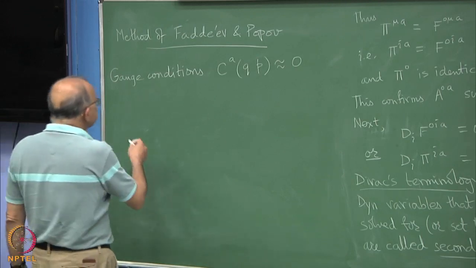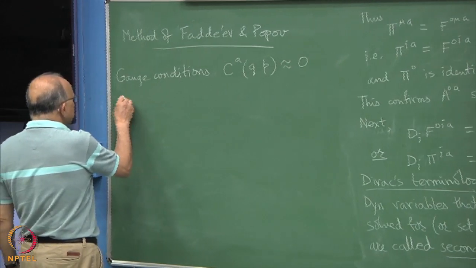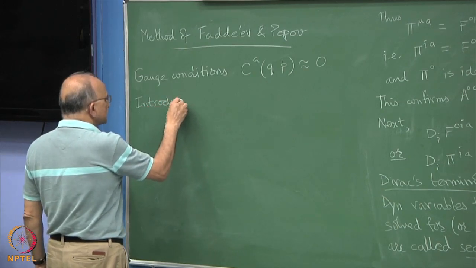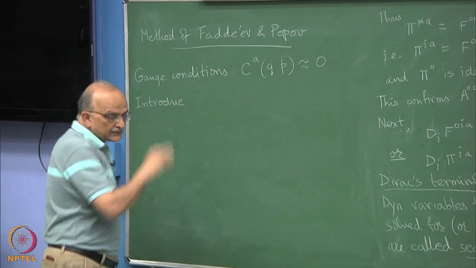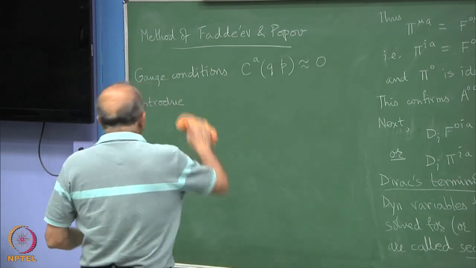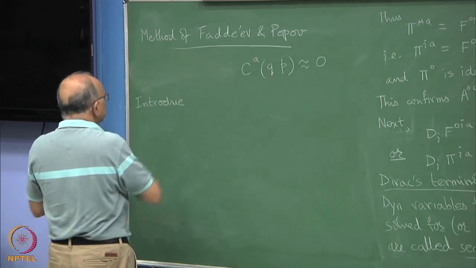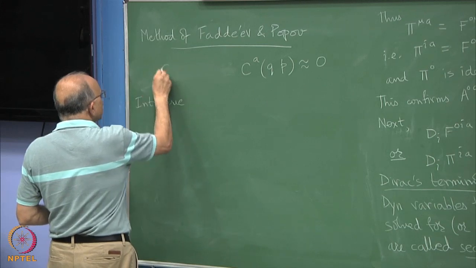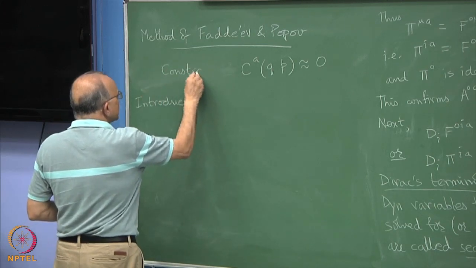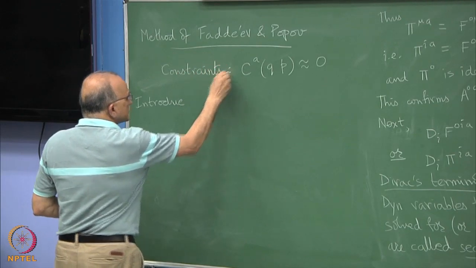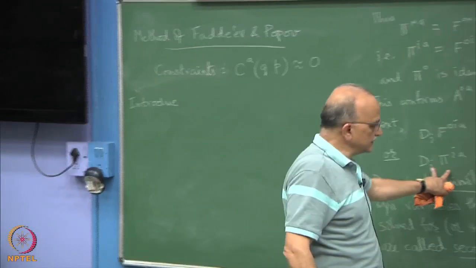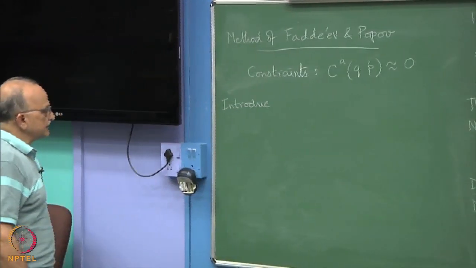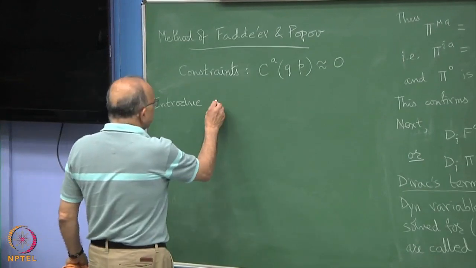And so introduce... Sorry, that is the second line. So the first line is constraints. That is these things, okay. So we already wrote C for it. So we have constraints C. So we introduce gauge conditions.